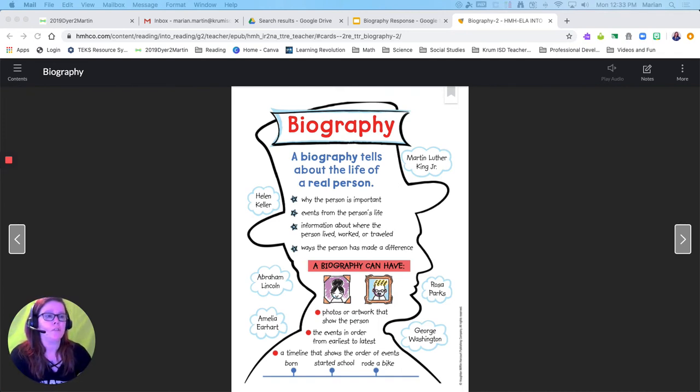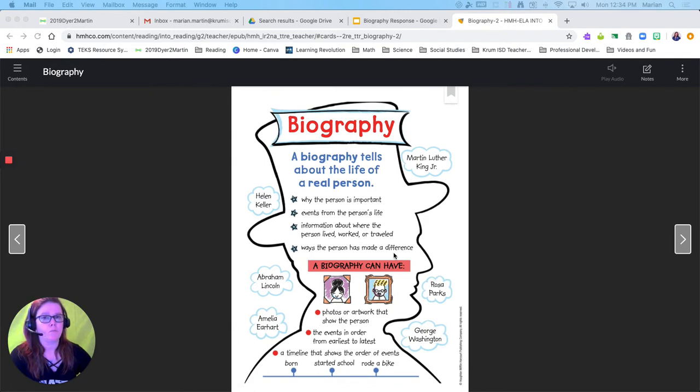We just need to make sure that you understand what a biography is, and you're going to go out and read a biography today and or listen to a biography video, and then you're going to answer some questions. So first thing I want to do is just go over this anchor chart on biographies. As you know, a biography tells about the life of a real person. So that's why it's a nonfiction text, because it's about a real person. It usually includes why the person is important, some of the events from the person's life, information about where the person lived, worked, or traveled, and ways the person has made a difference.